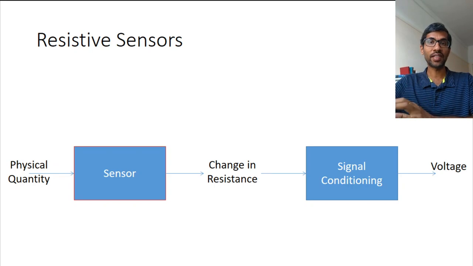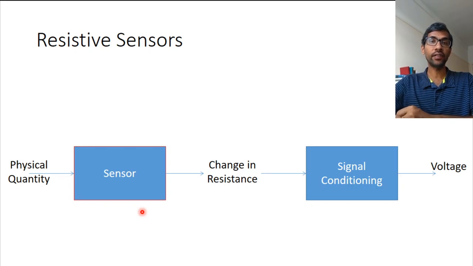We'll talk about that part, which I have called signal conditioning here, in the next lecture. Today, what we're going to do in this particular lecture is look at this sensor which responds with a change in resistance to a change in physical quantity. This sensor is called a resistive sensor.